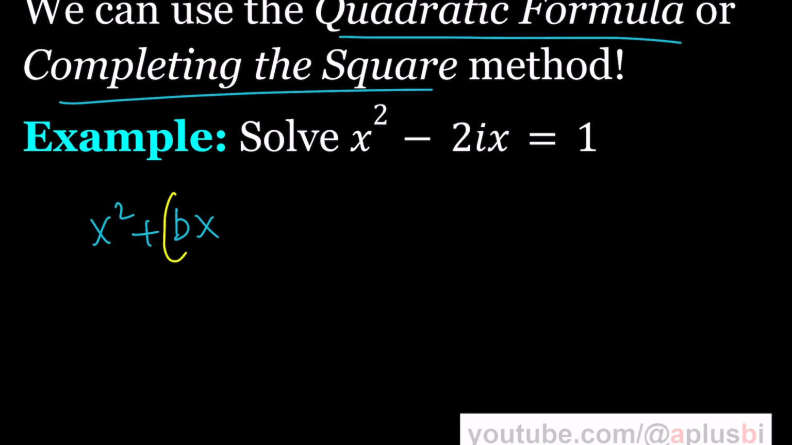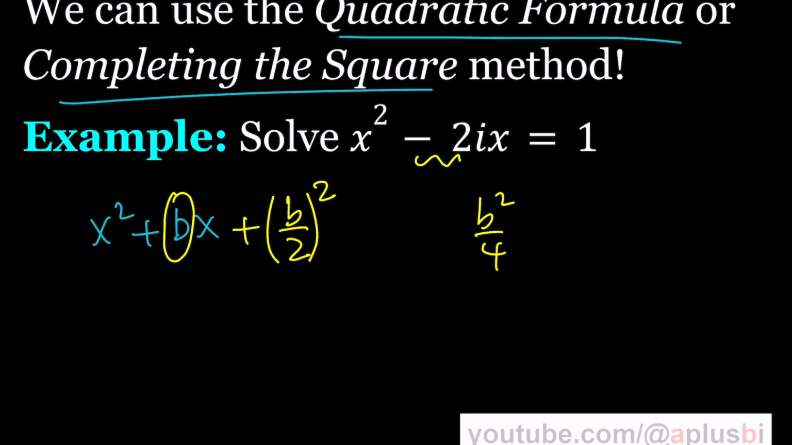What is this coefficient? b. What is half of b? b divided by 2. If you square it, what do you get? b over 2 squared. What is that equal to? b squared over 4. That's what you need to add. Exactly. So take the coefficient of x, cut it in half, square it, and that's what you've got to add.